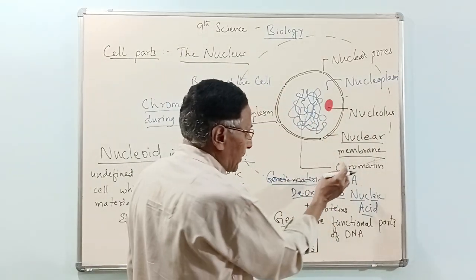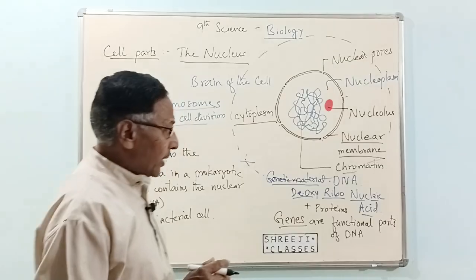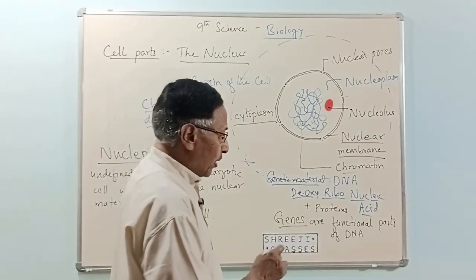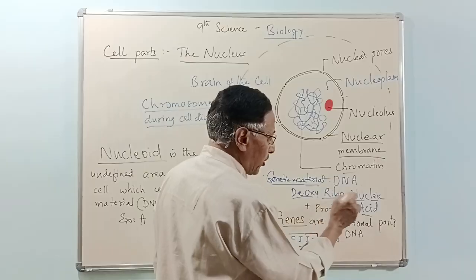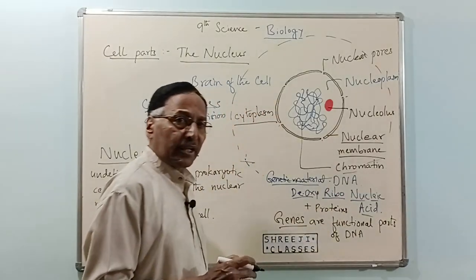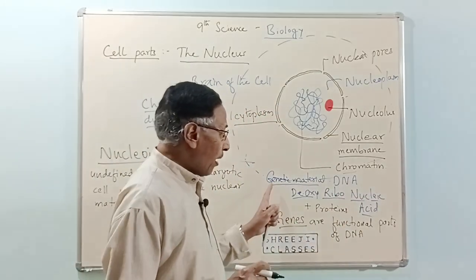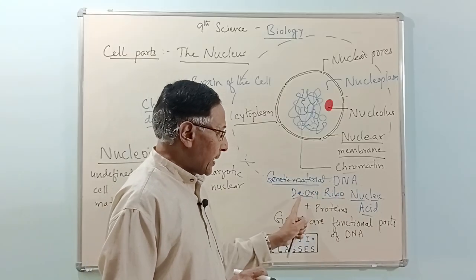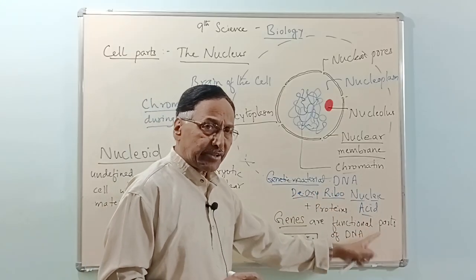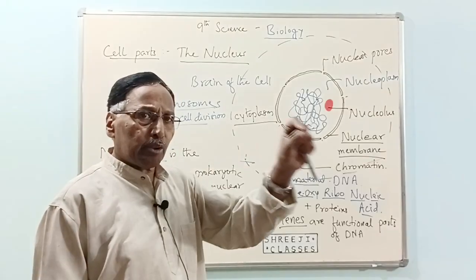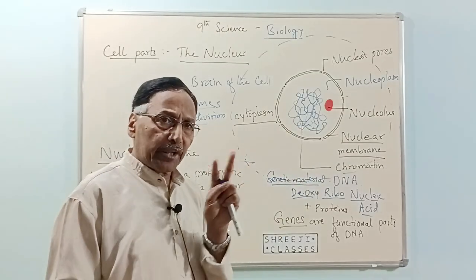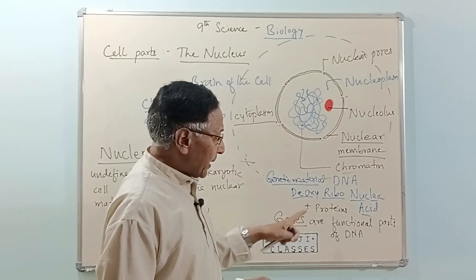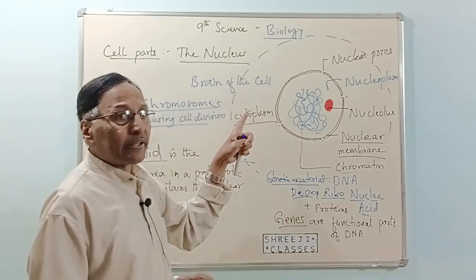Now, what does this chromatin contain? Chromatin contains a nucleic acid called deoxyribonucleic acid. It contains the genetic material or the hereditary material called DNA, deoxyribonucleic acid, which is unique to every individual. No two organisms have the same DNA, right? So DNA is present in the chromatin.